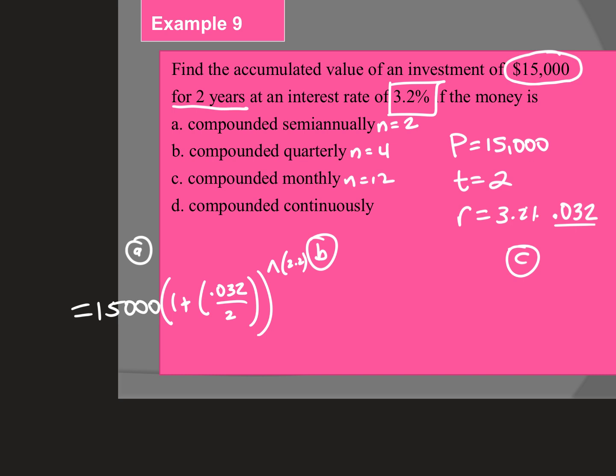15,000, then put a parenthesis. 1 plus, put a parenthesis. Then you have to go 0.032 divided by 2. Close your parenthesis twice. And then when you raise it, if you put 2 times 2, you need to put that in a parenthesis, or you can just put 4. But when you put that in your calculator, what do you get?